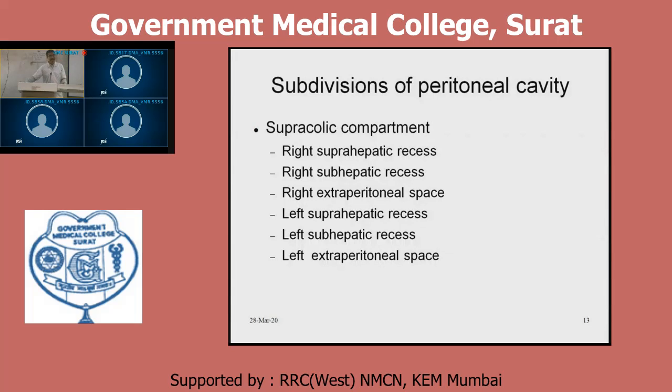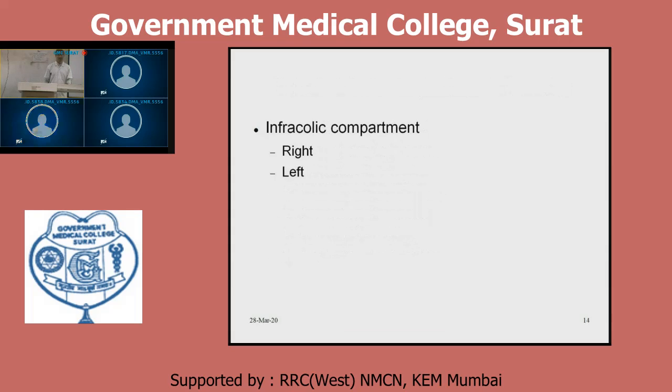Now after the supracolic compartment, the infracolic compartment. The supracolic compartment is above the greater omentum and anterior abdominal wall. Now below, this is the freely moving greater omentum inside the abdominal cavity. The infracolic compartment is divided into two parts, right and left. You can see here, this is limited above. This is divided into right and left parts.